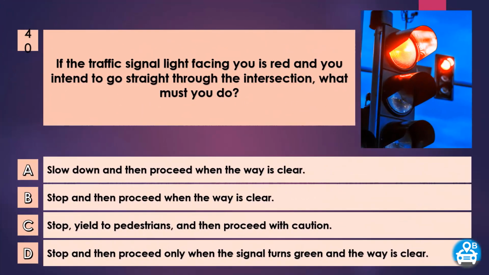If the traffic signal light facing you is red and you intend to go straight through the intersection, what must you do? A. Slow down and then proceed when the way is clear. B. Stop and then proceed when the way is clear. C. Stop, yield to pedestrians, and then proceed with caution. D. Stop and then proceed only when the signal turns green and the way is clear.